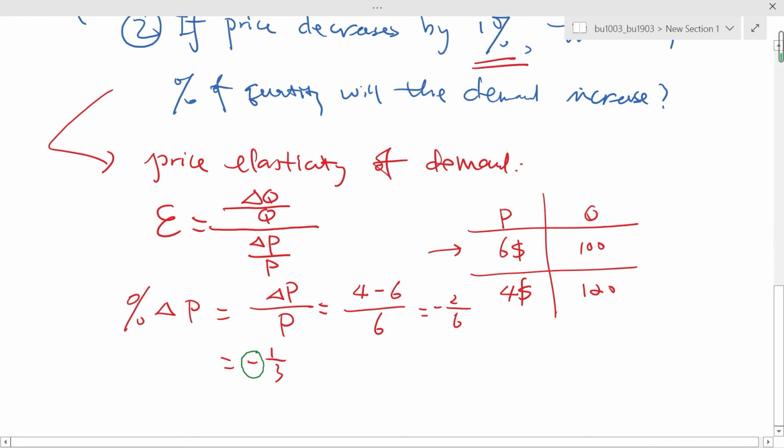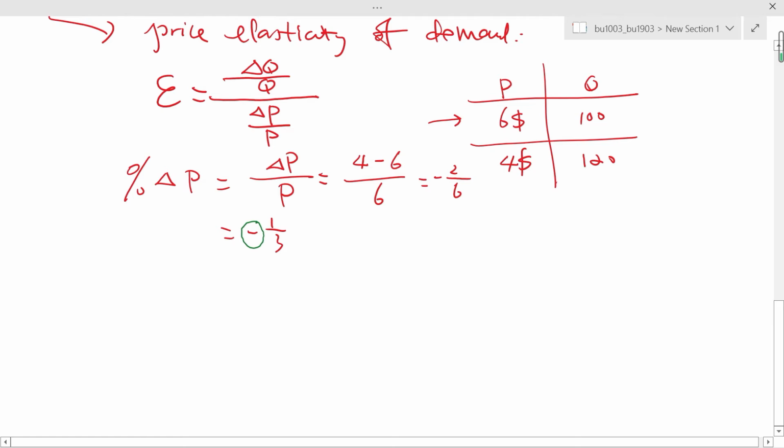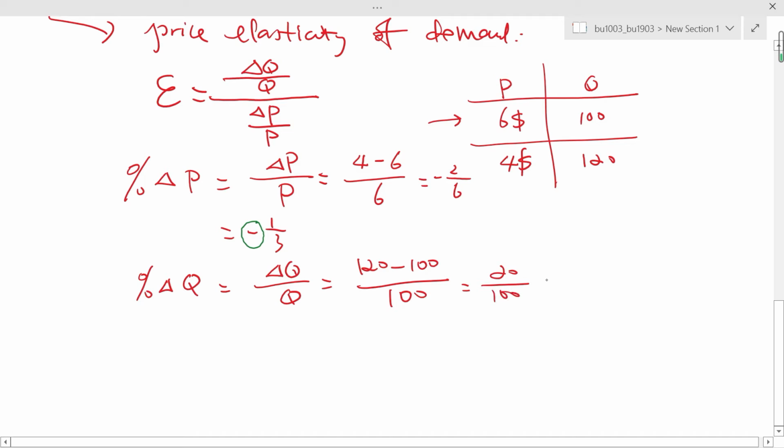Okay, that's the percentage change of price. Percentage change of quantity is change of quantity over quantity, right? Change of quantity is ending quantity 120 minus beginning quantity, divided by beginning quantity. So it's 20 divided by 100, so it's 1 over 5.